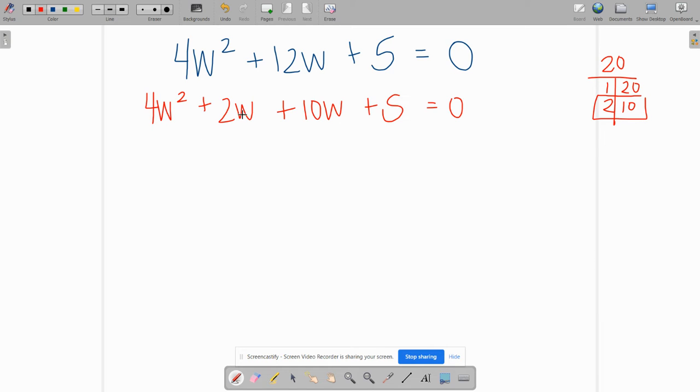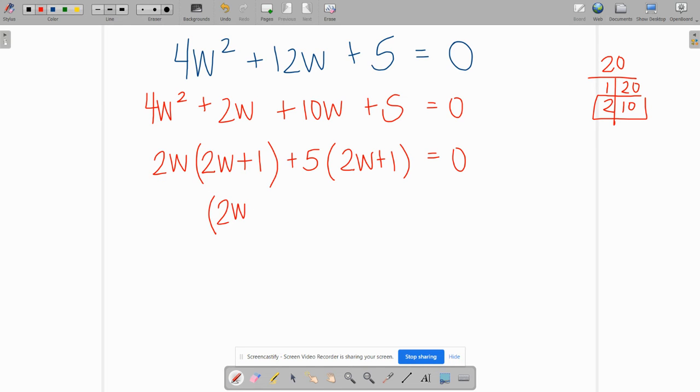Out of this first group, I can see that the GCF would be 2w. If I factor 2w out, we would have 2w plus 1. Out of the second group, 10w plus 5, the GCF is 5. If I factor out a positive 5, again, I would have 2w plus 1. Remember, that's the ultimate goal, that these two sets of parentheses match, which means I could factor out the quantity 2w plus 1, and therefore I would be left with 2w plus 5 as the other factor.